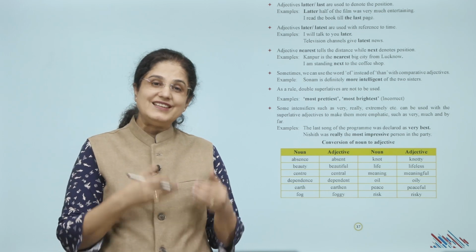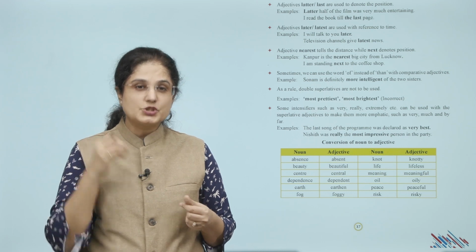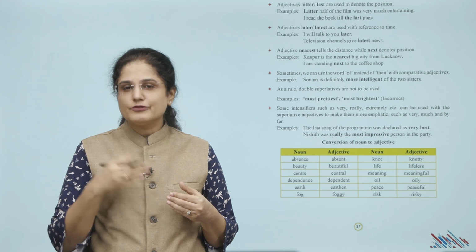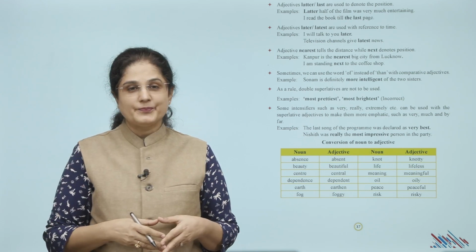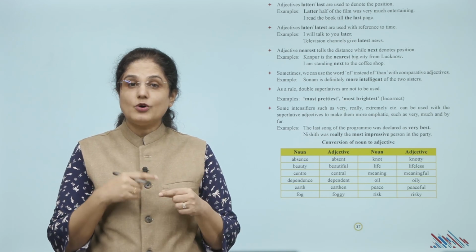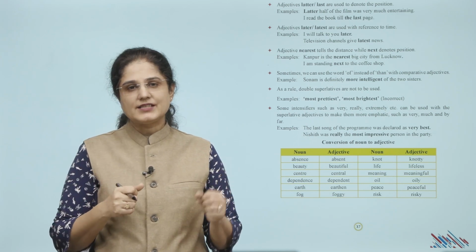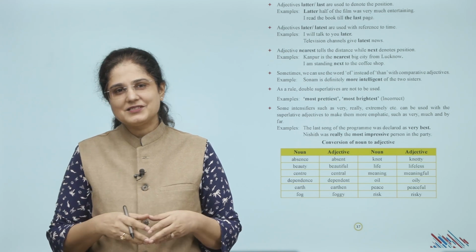Then adjective nearest tells the distance, while next denotes position. For example, Kanpur is the nearest big city from Lucknow. I am standing next to the coffee shop. Then sometimes we can use the word of instead of than with comparative adjectives. For example, Sonam is definitely more intelligent of the two sisters.